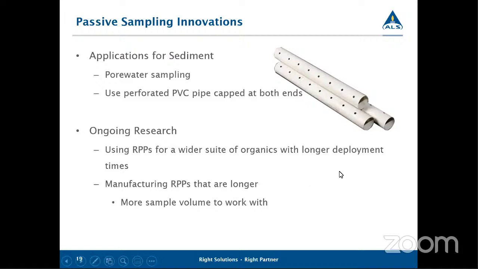Ongoing research, there's some further research required in looking at using RPPs for wider suites of organics, looking at longer deployment times, looking at the possibility of making these with additional sample volume. But the issue that we have is, once we extend these past that really 6-inch mark for the RPPs, because of the pore size, they tend to start to just leak a little bit more, and that's kind of what we're grappling with.